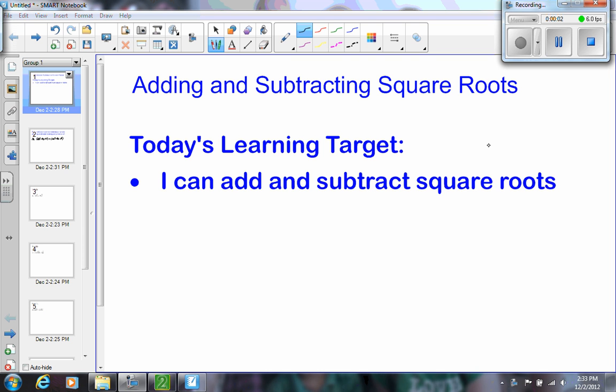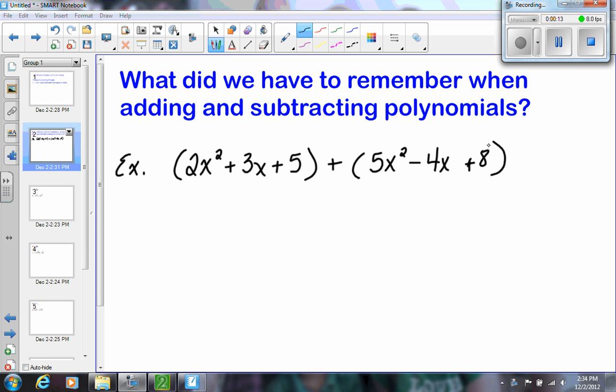Okay, today we are adding and subtracting square roots. So today's learning target: I can add and subtract square roots. And before we start doing that, I want you to think about what we had to remember when adding and subtracting polynomials. So think for a minute about the method that you did in order to answer a question like this.